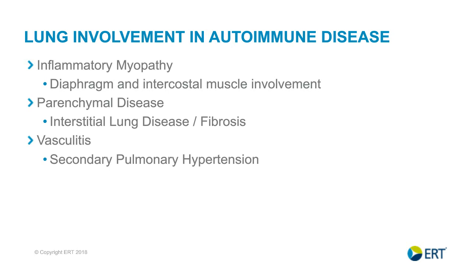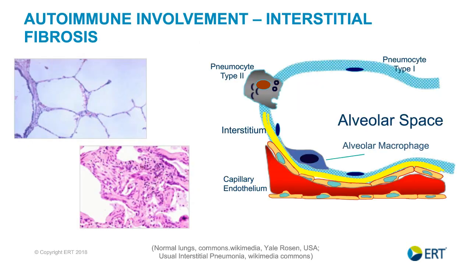However, the most frequent involvement is interstitial lung disease or fibrosis, which makes sense because that's the compartment of the lung which contains the largest amount of connective tissue. And as most of these autoimmune diseases affect connective tissue, it is clear that this is the primary target for organ or lung involvement in autoimmune disease. Well, as I said, this is very often reflected as interstitial fibrosis.